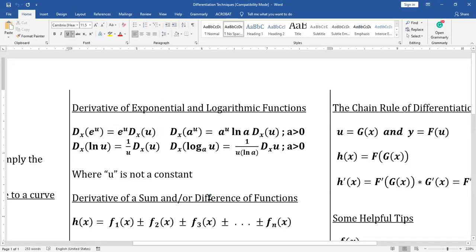So let me give you an actual example. How can I share a whiteboard? I think it's better if I share my whiteboard. Here, it says that the derivative of e to the u, guys, do you see the whiteboard? Equals e to the u times the derivative of the u.